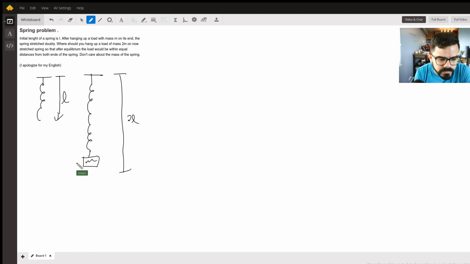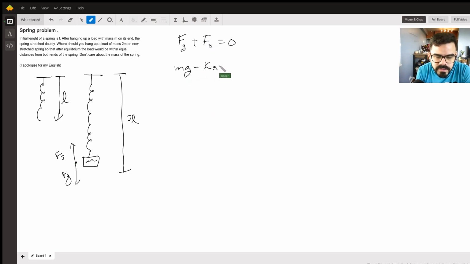If we look at the drawing, we have a force of gravity and the spring force here. Since it's at rest, the sum of all the forces must be equal to 0. So mg minus k delta x equals 0. Here I'm assuming that the positive coordinate is downwards. Now, with all this information, we can say k delta x equals mg, I'm flipping them so that it's easier to read later, and k equals mg over delta x.